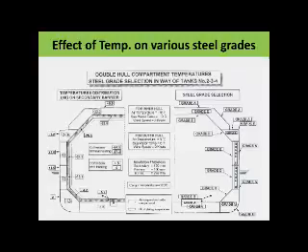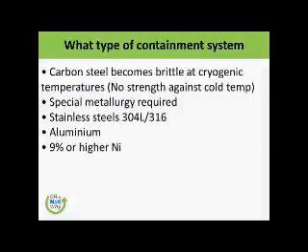And of course, almost all of them have different capabilities of absorbing the thermal shock. So what type of containment system? Carbon-rich steel becomes brittle at cryogenic temperature. They have no strength against cold temperature. So special material is required: stainless steel, about 304L or 316L, is used.